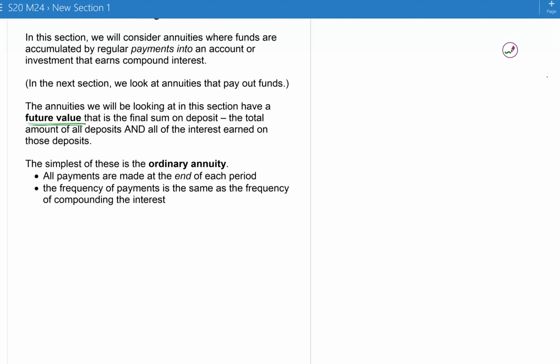The simplest is called the ordinary annuity, and notice that the word ordinary with annuity always means the payment is made at the end of the period. The frequency of the payments is the same as the frequency of compounding the interest, and those two things together are what make it an ordinary annuity.